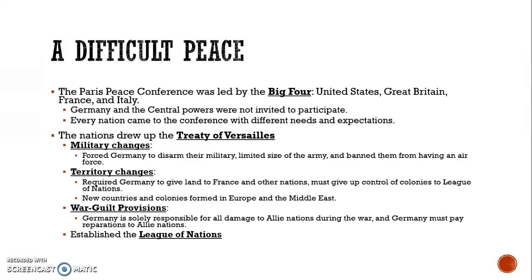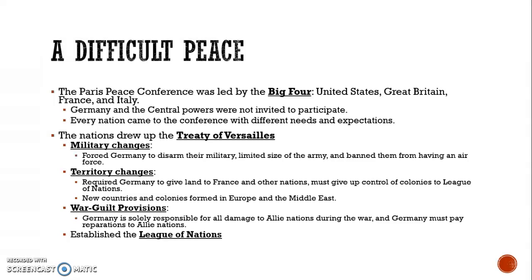The military changes were that they forced Germany to disarm their military, limited the size of the army, and banned them from having an air force. The territory changes were that Germany was going to be required to give a bunch of land to France and other nations, and also give control of their colonies to the League of Nations. Other new countries and colonies formed in Europe and the Middle East, such as a Palestinian state in the Middle East for Jews, and then Yugoslavia and other Eastern European countries also formed.